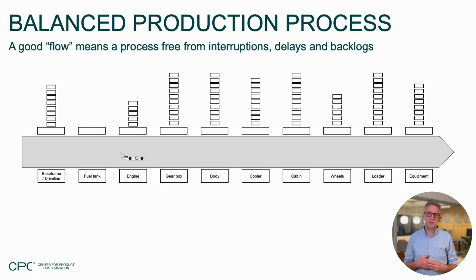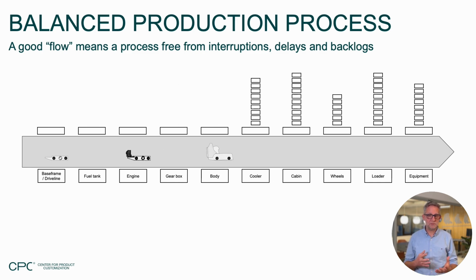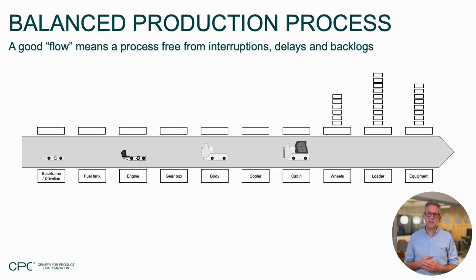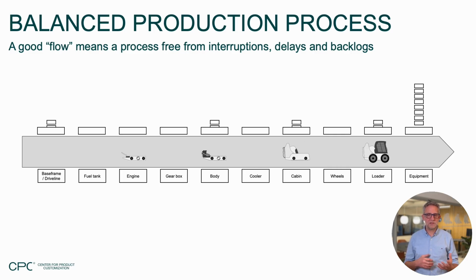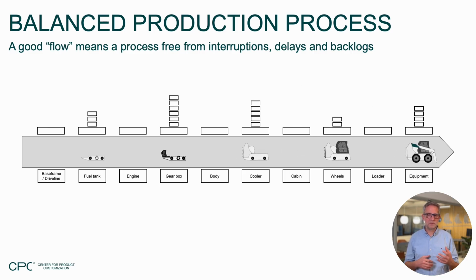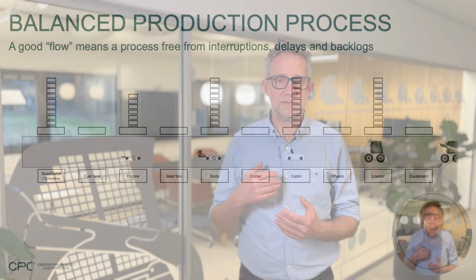Let's have a look at the simplest production line setup, only handling one variant. In such a situation, it is possible to design a well-balanced and streamlined production flow, where every step of the process is synchronized, preventing interruptions, delays, and backlogs. By eliminating bottlenecks and optimizing task sequencing, production can proceed without disruptions.